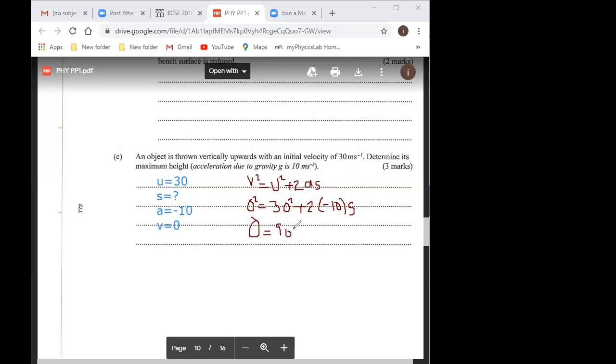So 0 is equal to 900 minus 20s. In this case, bring this to the other side, and once you do it, it becomes positive 20s is equal to 900. So from there, it implies that our s finally is equal to 45 meters. So that is going to be the final answer to that question. So we can now move to the next.